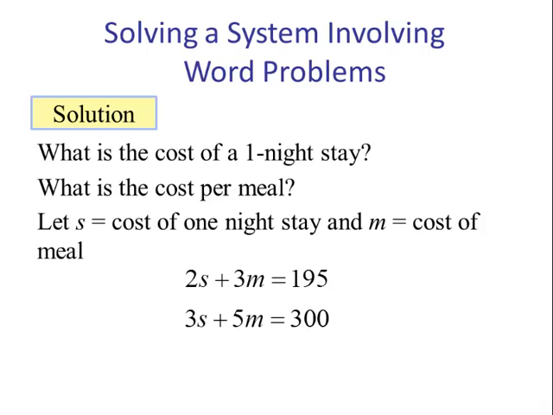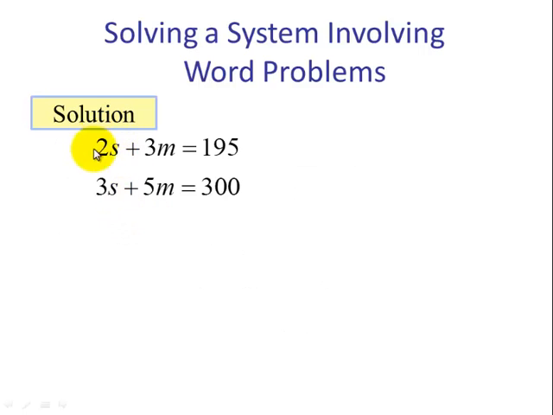So step number 3, to solve this system, it looks like elimination is going to be the easiest to use. So I'm going to eliminate the s's. So we need to multiply this equation and this equation by two numbers where when we add the two equations up, we will get 0. So I'm going to multiply the first equation by 3, and that will make this first term 6s. Therefore, I need to multiply the second equation by a -2 to make it -6s.